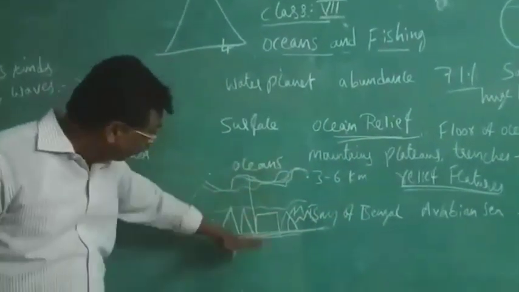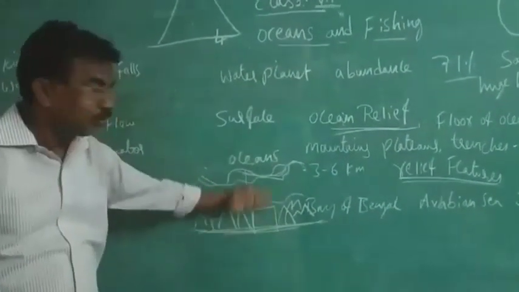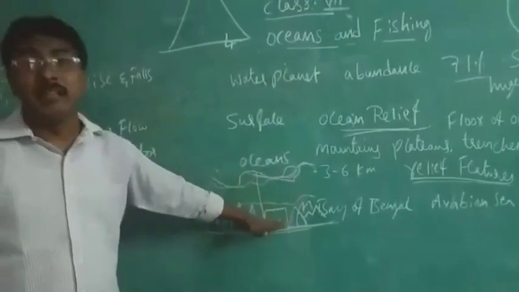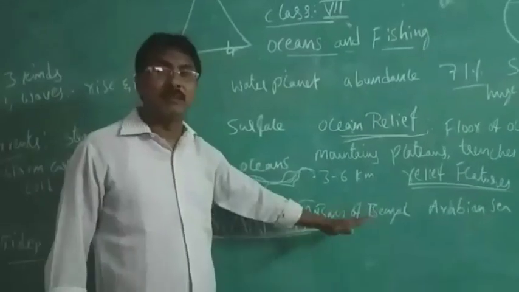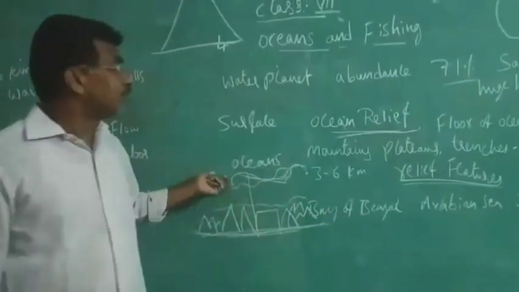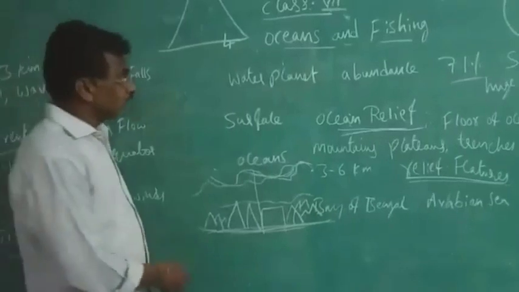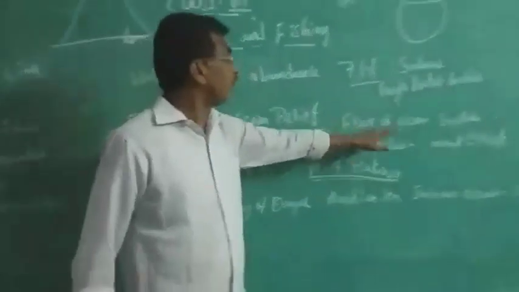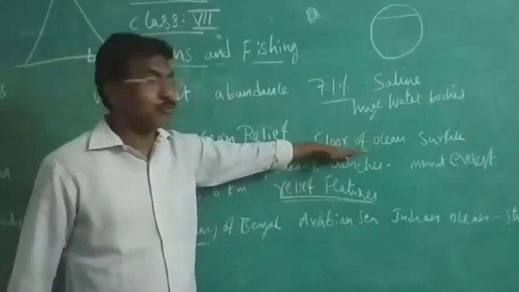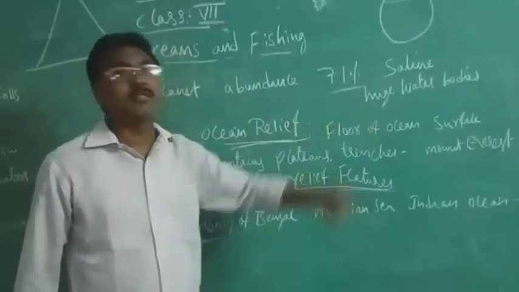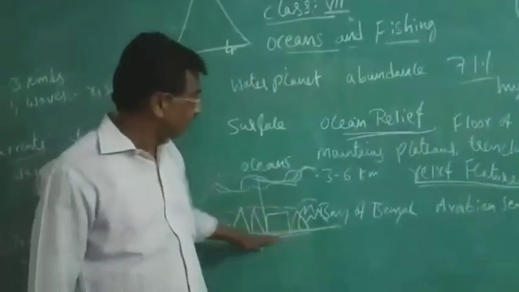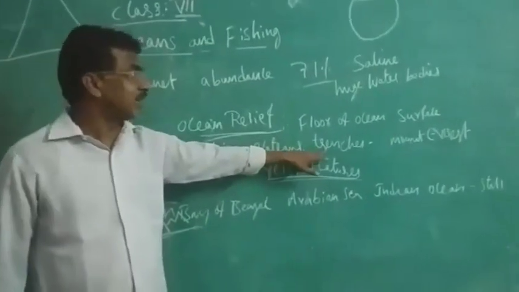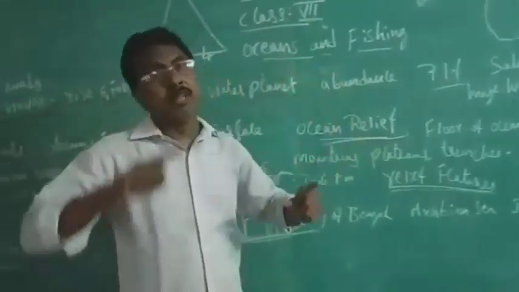So here also, down on the ocean floor, above it is water only. Down on the ocean floor, mountains, plateaus, and hills are there, and plains also are there. Plain land also is there in the ocean, and it's called the floor. That's why we call it the floor of the ocean, or the surface. Mountains are there, plateaus are there, trenches are there. Trenches are like hills only.